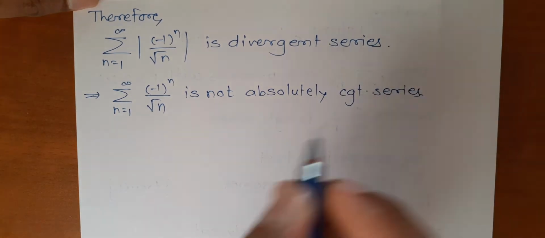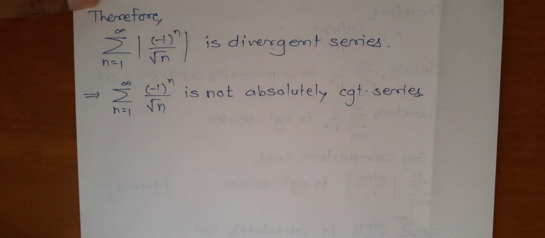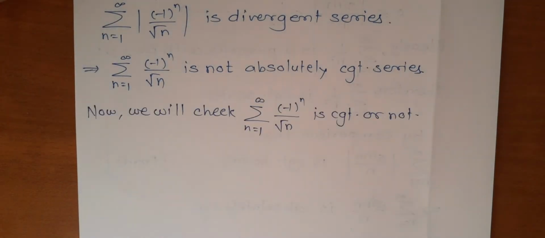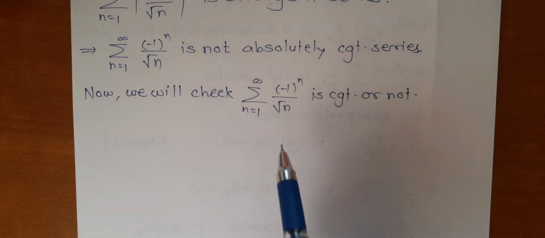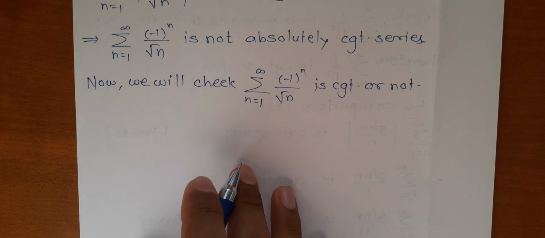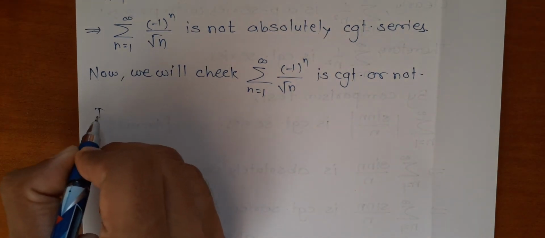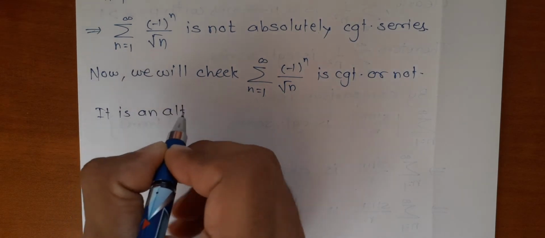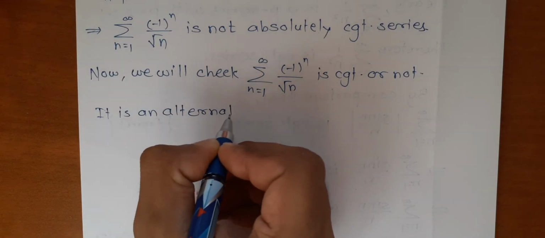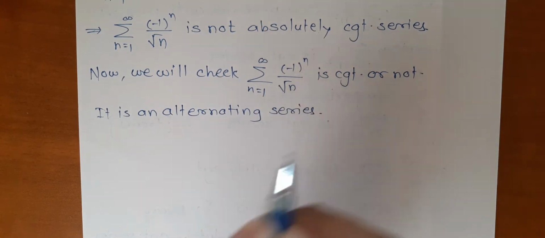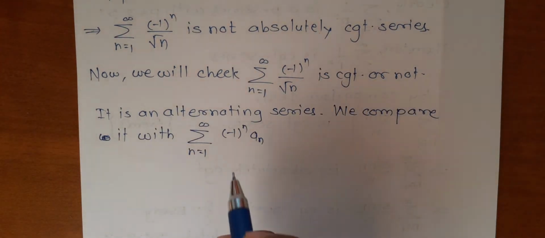Now we have to check whether it is convergent or not. It is not absolutely convergent, but is it convergent or not? That's why I mentioned we will check it. It is an alternating series, right? So I will compare it with its standard form.